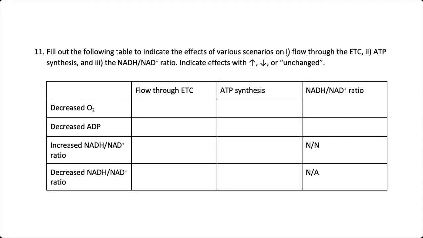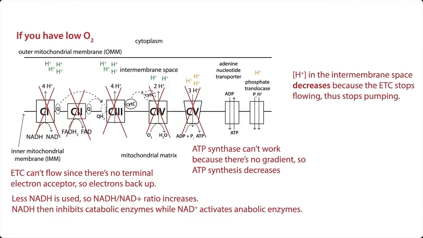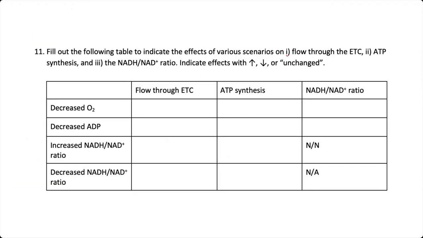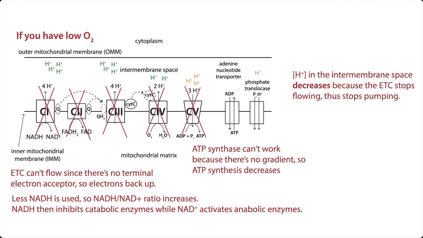Fill out the following table to indicate the effects of various scenarios on flow through the electron transport chain, ATP synthesis, and the NADH to NAD+ ratio. It's asking us about the situations of decreased oxygen, decreased ADP, increased NADH to NAD+ ratio, and decreased NADH to NAD+ ratio. So let's think about this one at a time, starting with decreased oxygen.